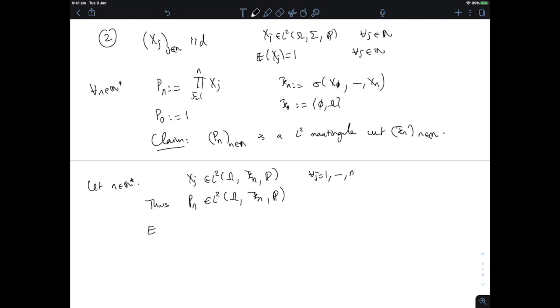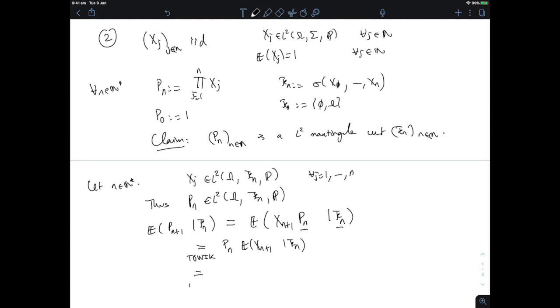Now, the key thing to prove is the conditional expectation property. So I take the expectation of Pn plus 1 given Fn. What do I get? Well, this time it's a product, so this is the conditional expectation of Xn plus 1 times Pn given Fn. And I can take out what is known. Pn is known, right? Pn is Fn measurable, so you can take it out of the conditional expectation.